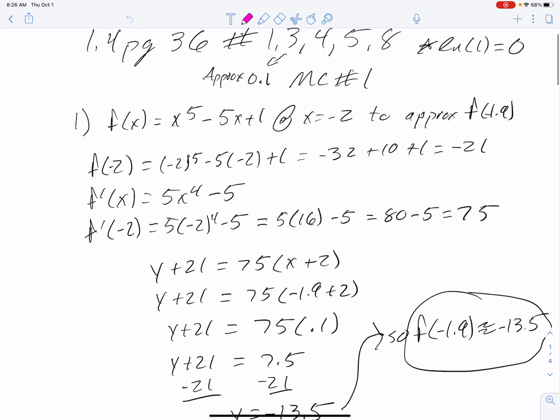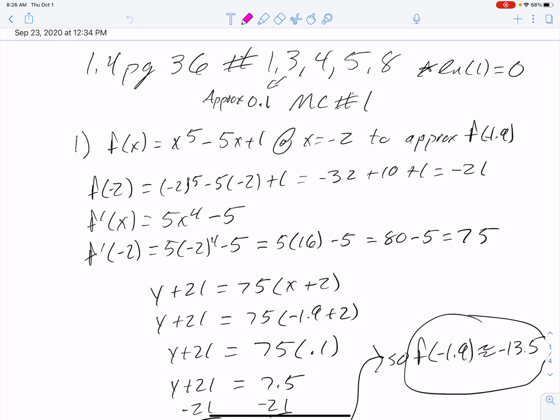All right, so we're going to take a look at the 1.4 homework, tangent line approximations. Again, this is one of the very first uses of calculus. All right, so first thing in all of these problems, or almost all of these problems, is we need to write the equation of our tangent line.